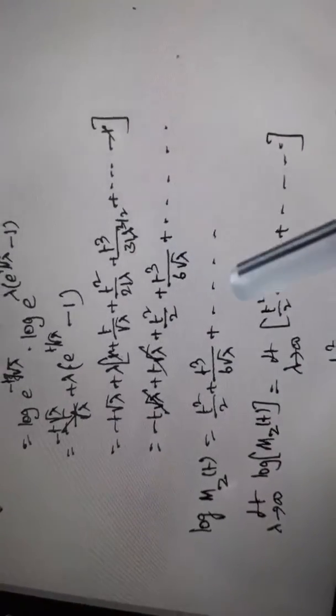So log x plus log y. Here it is log x plus log of e power minus t root lambda, plus log of e power lambda (e power t by root lambda minus 1). Log e base e is 1. Now consider the e power x expansion. After simplification, M_Z(t) is t square by 2 plus t cube by 6 root lambda, plus and so on.